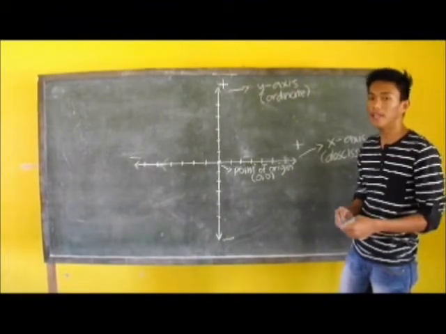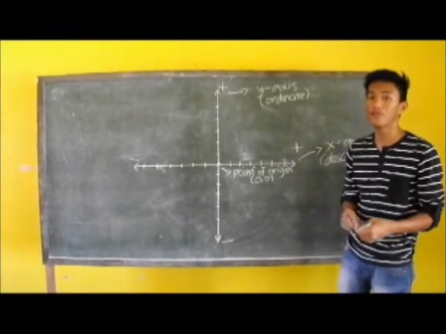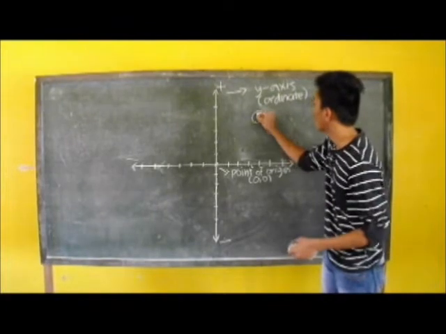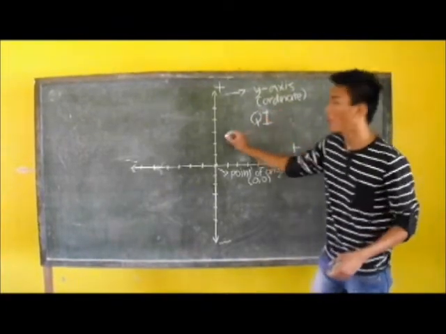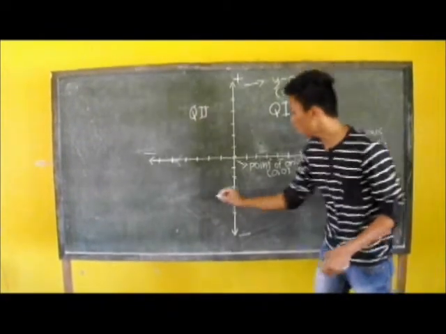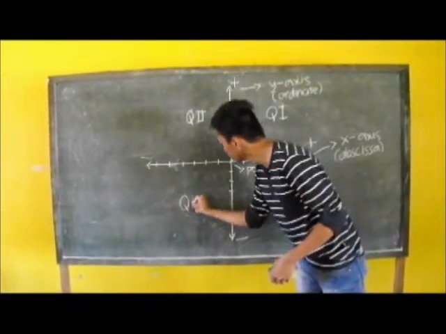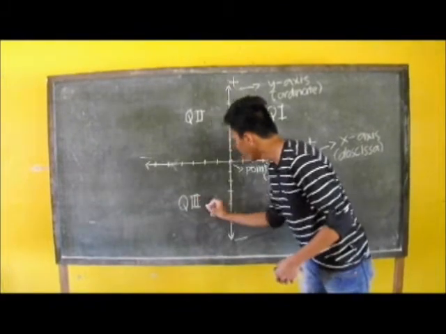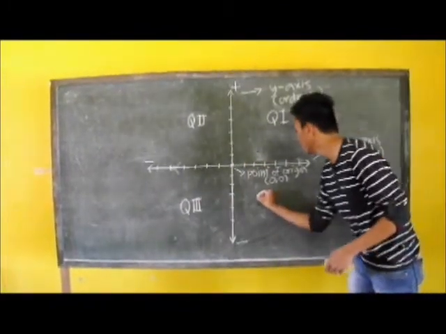The Cartesian coordinate plane is also composed of 4 quadrants. Quadrant 1, Quadrant 2, Quadrant 3, and Quadrant 4.